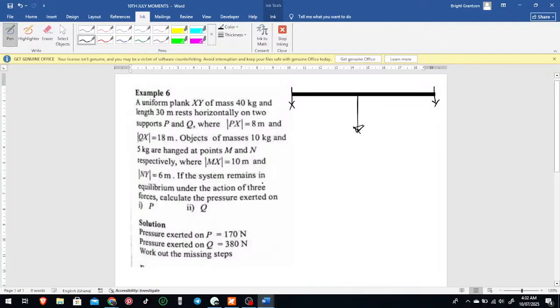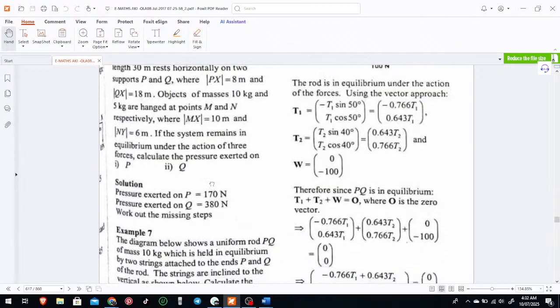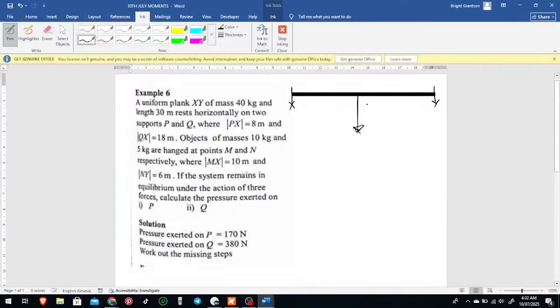They should have given you the gravity. Let me go and check. If it's not there, let's use 10 meters per second squared as the force of gravity. So the weight becomes 40 times 10, which is 400 newtons, right? And length 30 meters. So from here to here.